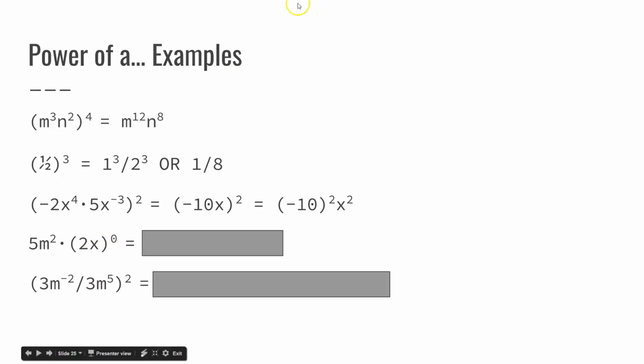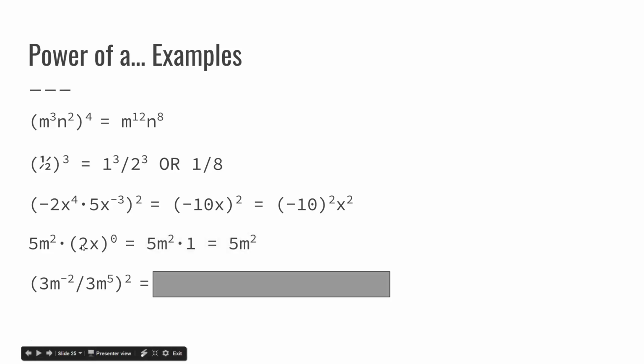I'm going to go ahead and highlight that. So this whole chunk right here turns into 1 because it's all raised to the 0 power. So this really means, what is 5m squared times 1? Well, that's just going to be 5m squared.